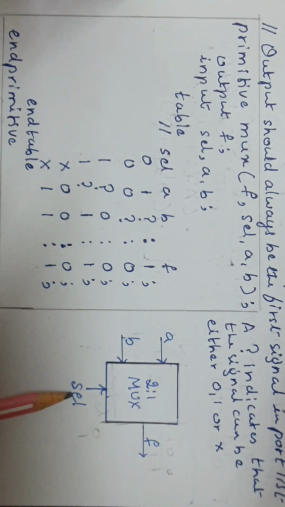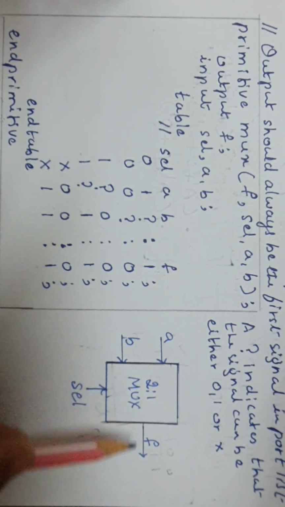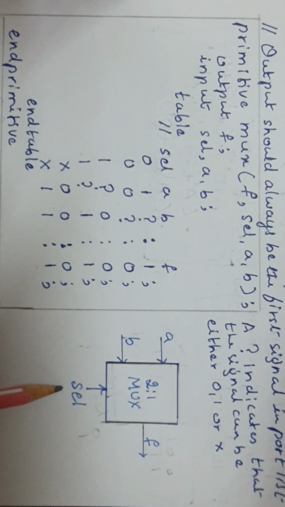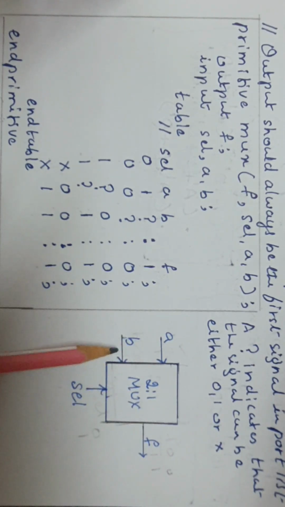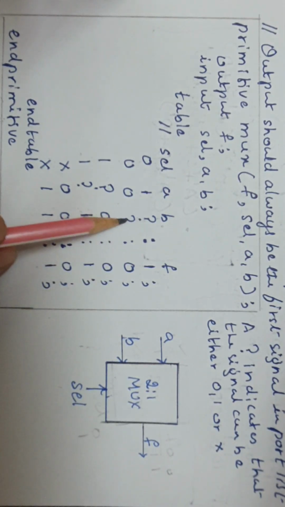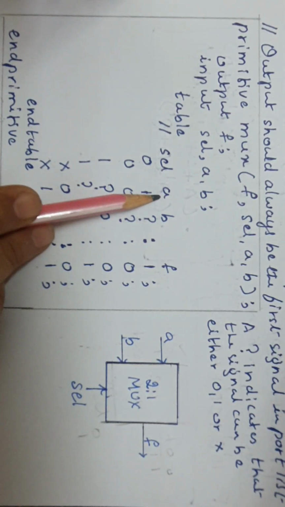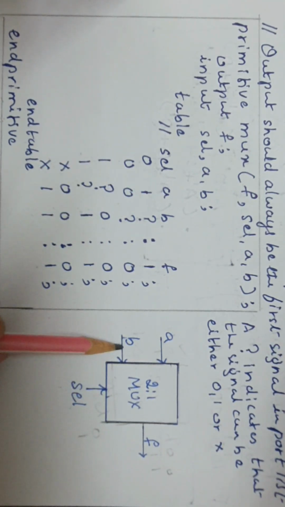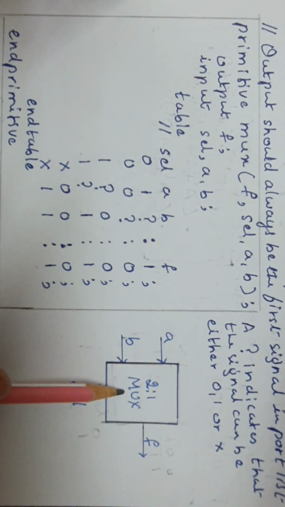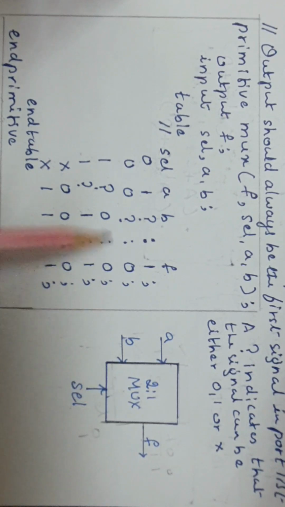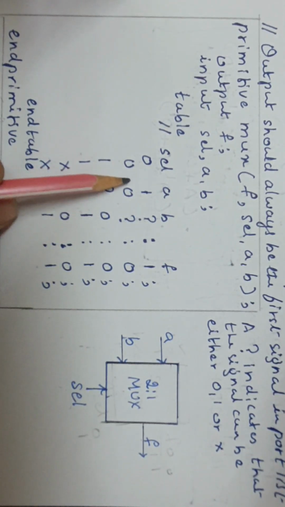If you take the logic symbol of a 2:1 mux, it has 2 inputs A and B, F as 1 output, and the select line as 1 more input. If the SEL select line is 0, A is selected, and F will be whatever A is, irrespective of B, whatever be the value of B. Here, when SEL is 1, B is selected, whatever be the value of A, F will be B. That is the behavior of the 2:1 mux, and that is given in the table here.